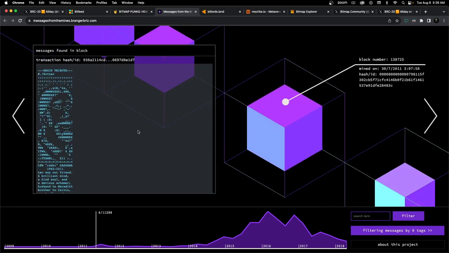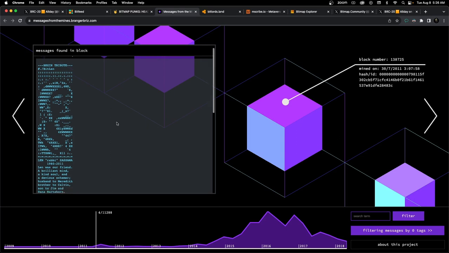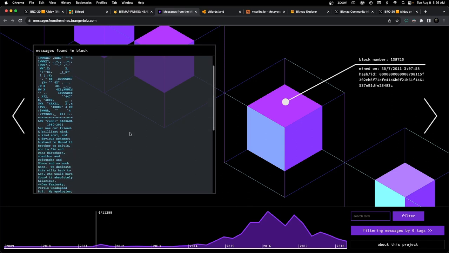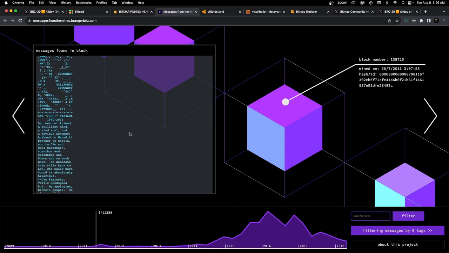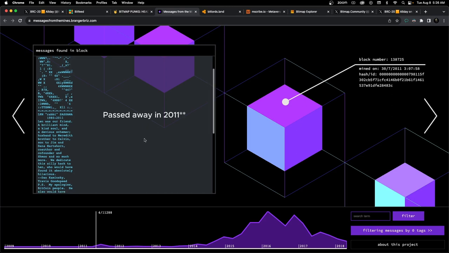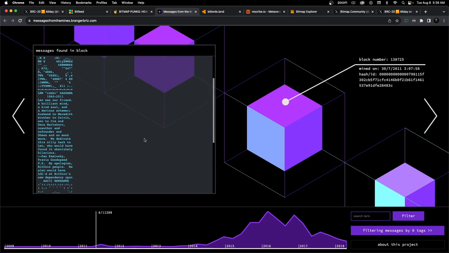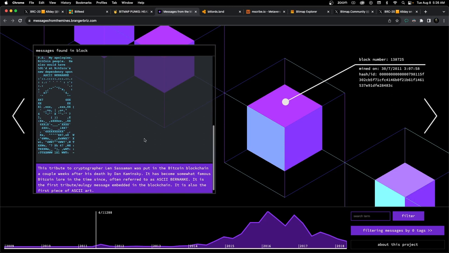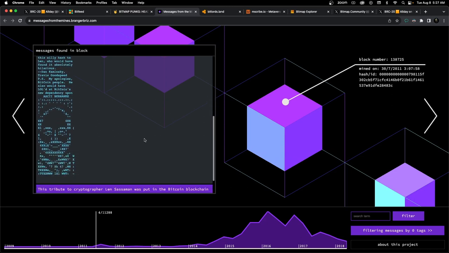Yeah, this is a block with an interesting message that also has some ASCII art within it. This message is a tribute to a cryptographer named Len, who passed away back in 2008. You can see here they left a short eulogy for him with some ASCII art, which I believe is a photo or artwork of him. An interesting fact about this ASCII art is that it's also the first piece of ASCII art that was embedded within the Bitcoin blockchain.